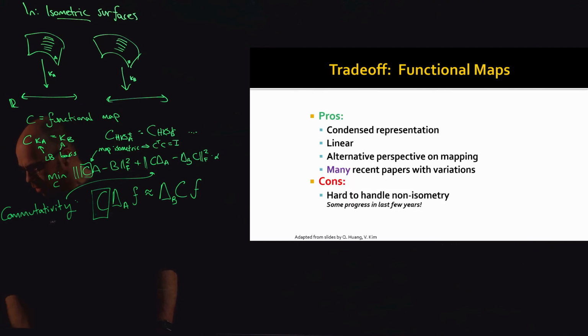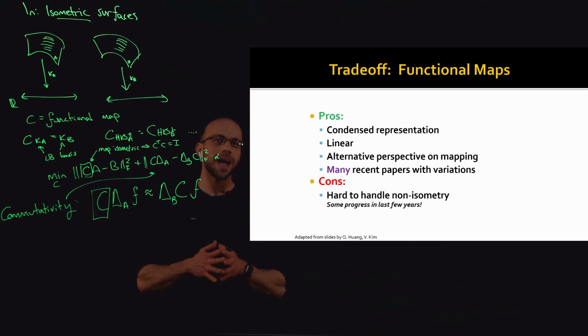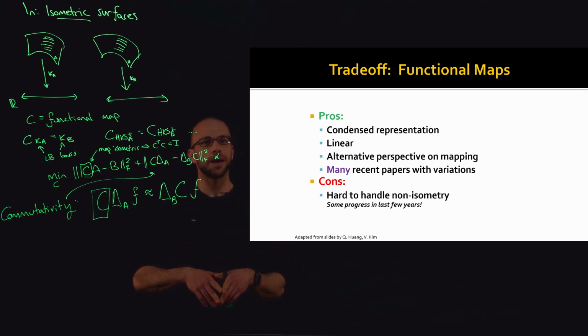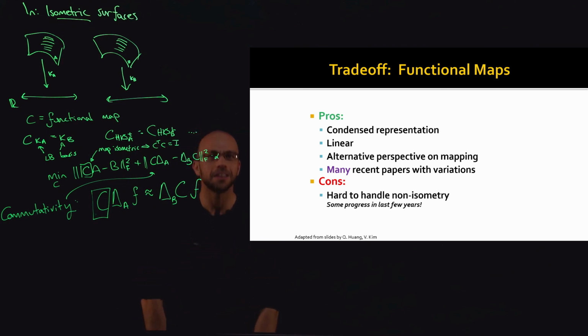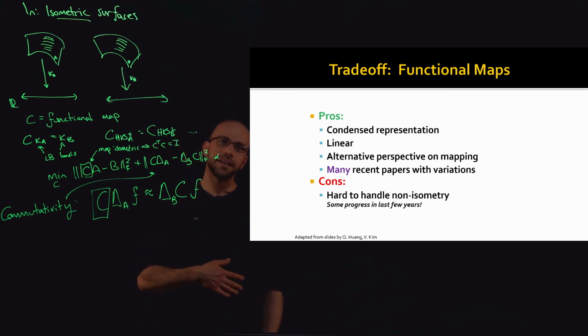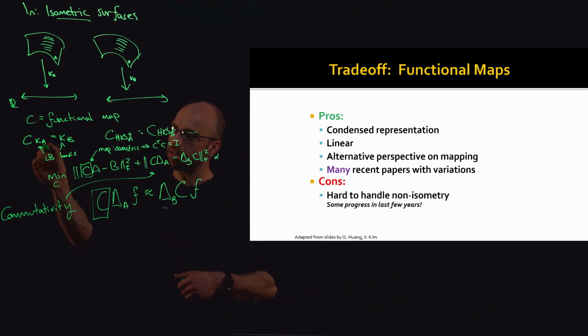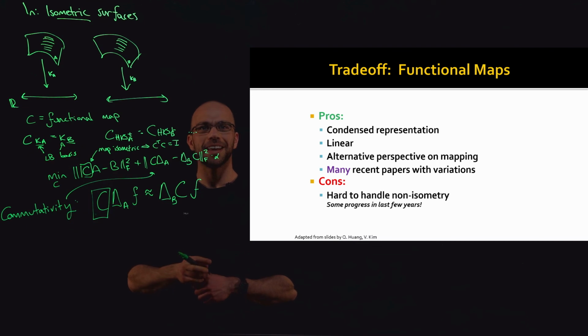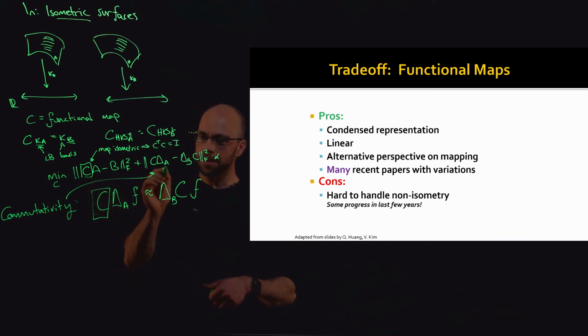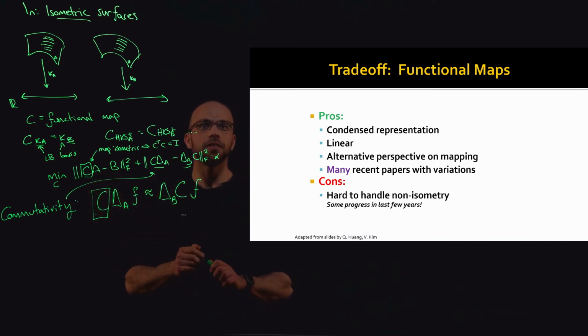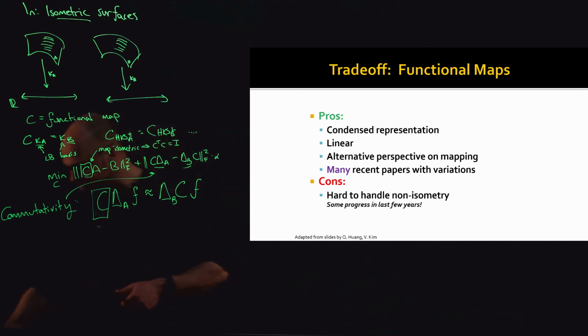Basically, there's a huge space of trade-offs. Well, functional maps are super interesting because it's a nice condensed representation of a map, and it basically converts map computation into linear algebra. It's also a really cool alternative perspective on mapping, and there are so many recent papers with variations and improvements. But it is a little hard to handle non-isometric mapping because you need lots of pairs of features that agree with one another in that case, or operators that commute. But there has been a lot of progress on that in the last couple of years.